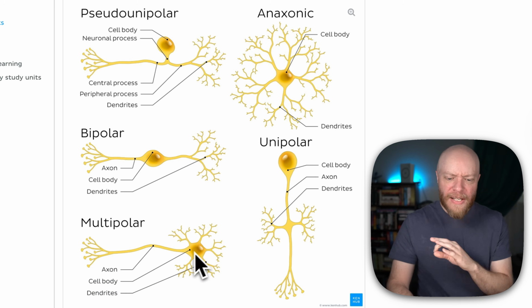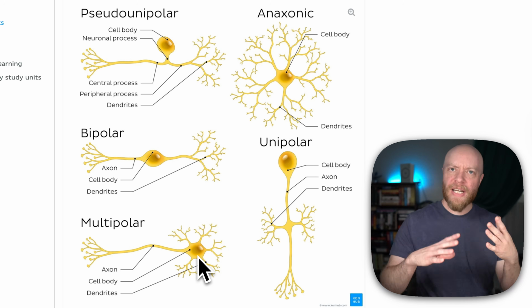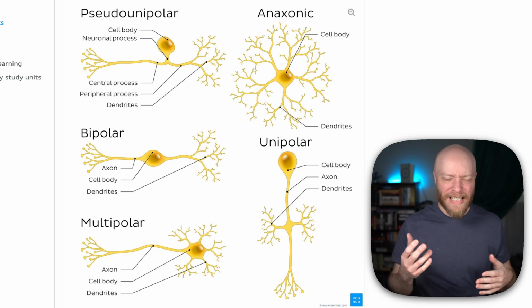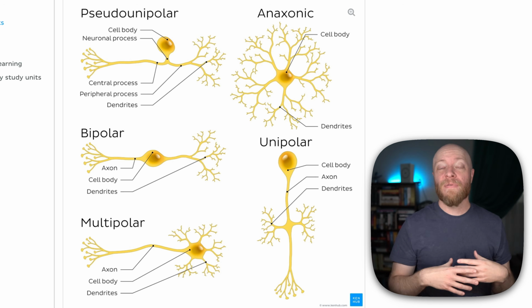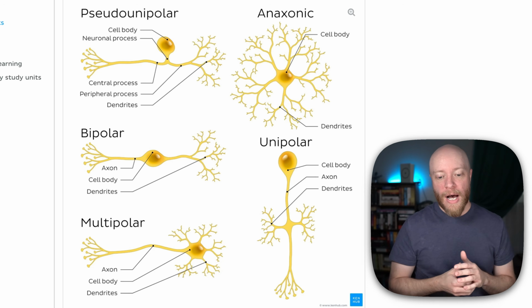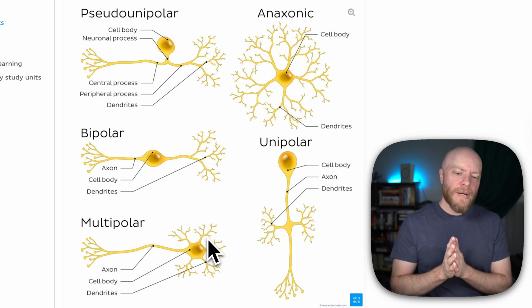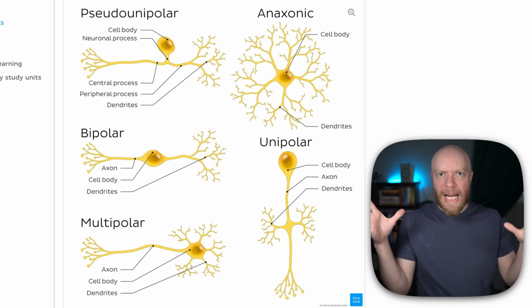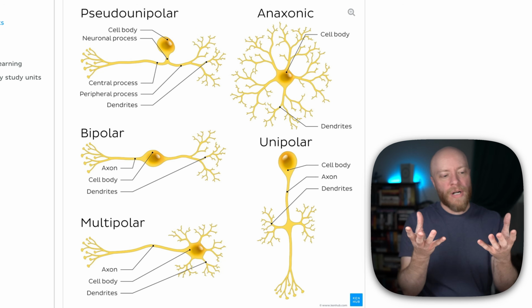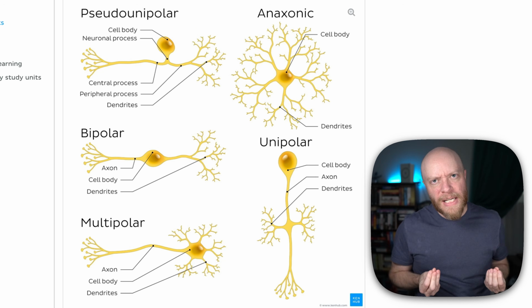Now, going back, we have the cell body, which has the nucleus. The nucleus has the DNA and everything that is required for that cell to operate properly. And then you have these dendrites. Dendrites are these things that branch, and this is where a signal is going to come into the neuron.